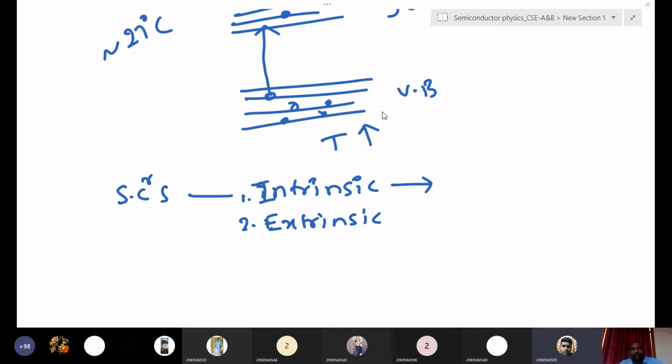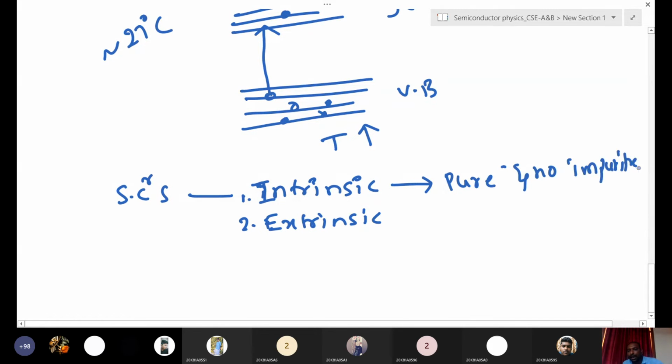Pure form of semiconductor. Intrinsic means it is a pure semiconductor, there are no impurities. We are not adding any atoms to this pure semiconductor. Suppose you have any semiconductor material, it is as it is, pure. We are not adding any impurities.